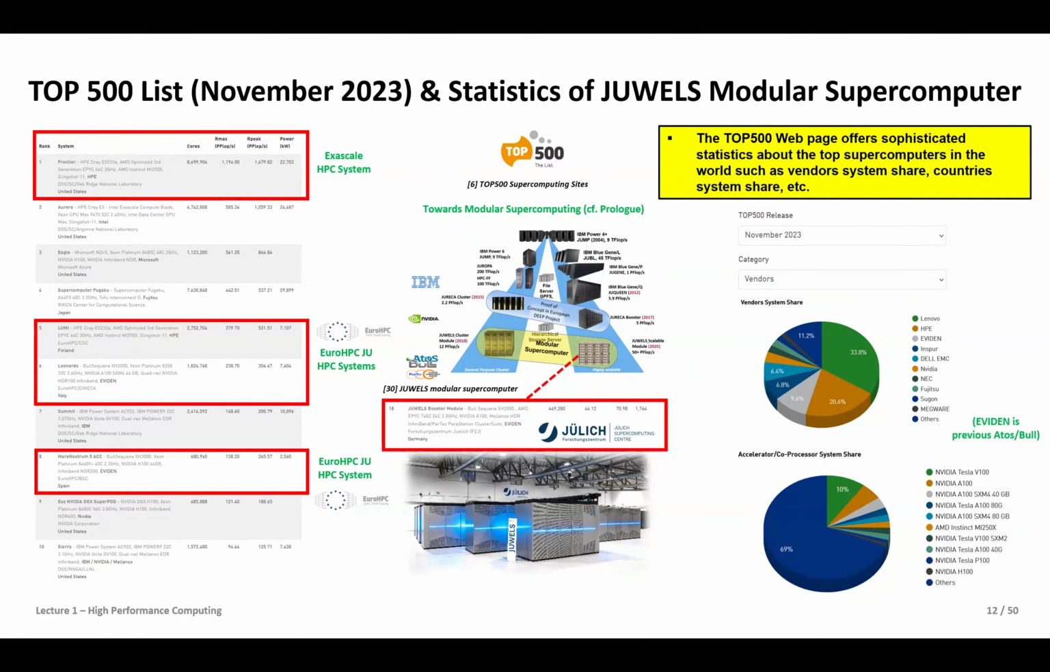Now, what the list offers is not only who is the top notch, here's the top 10. It also offers an understanding of the technologies and the hardware manufacturers that are very strong in that field. You see Lenovo, for instance, HPE, and Eviden, which we called Atos Bull before; they changed name. And then you see accelerators. What are the most used accelerators? I think there is no surprise: NVIDIA, NVIDIA, NVIDIA.